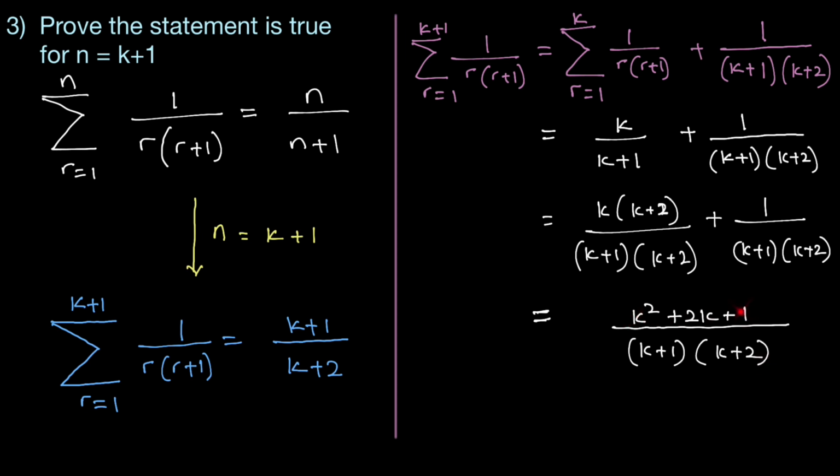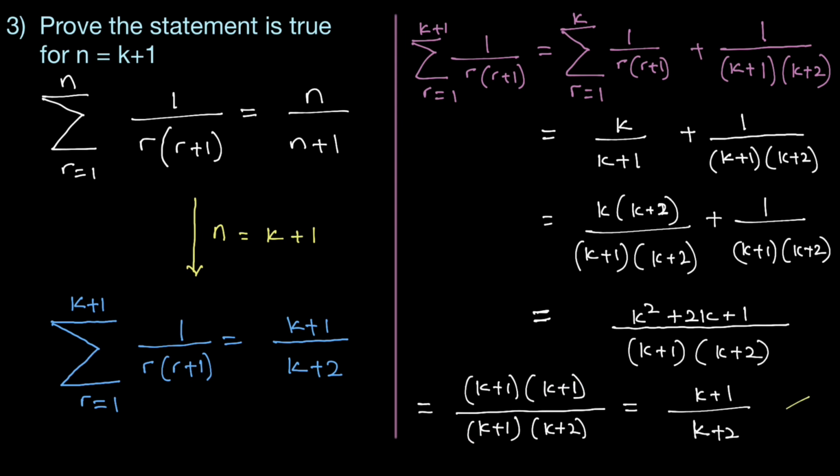And we need to factorize the top. If you factorize that, you get k plus 1 times k plus 1. That's k plus 1 squared divided by the common denominator. And can you see that the k plus 1 cancels with k plus 1, and therefore that equals k plus 1 over k plus 2. That is what we wanted. So we wanted that, which is what we've got here, and we've proven that that is true as well. That is what we wanted to show using step 2, which means that we've proved the statement is true for n equals k plus 1.